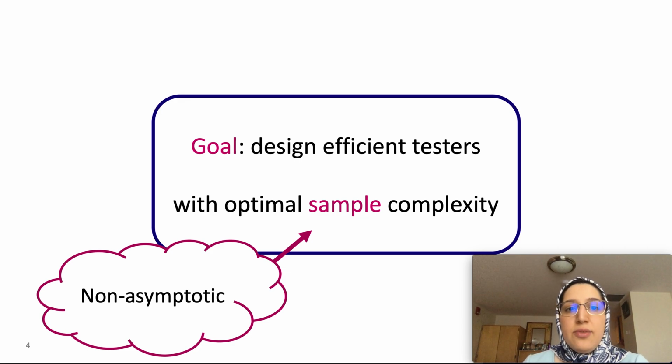The goal in this framework is to find an algorithm that uses as few samples as possible and essentially find the optimal sample complexity. And this is a non-asymptotic setting. So for every epsilon and n, the domain size, we want to find the finite number of samples that can essentially satisfy the guarantees that we required.